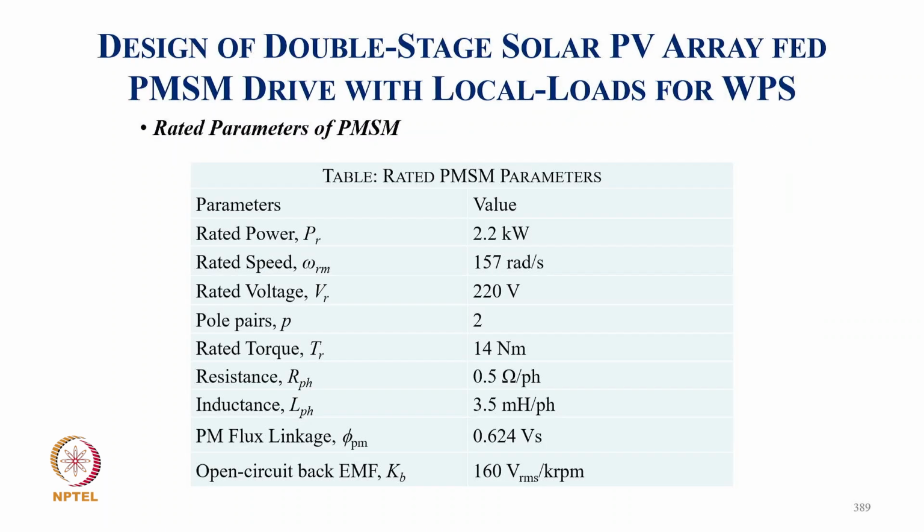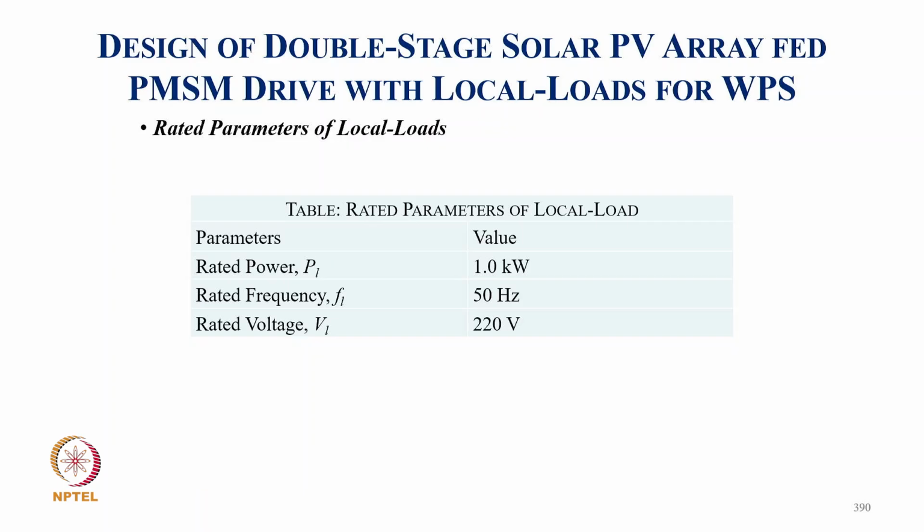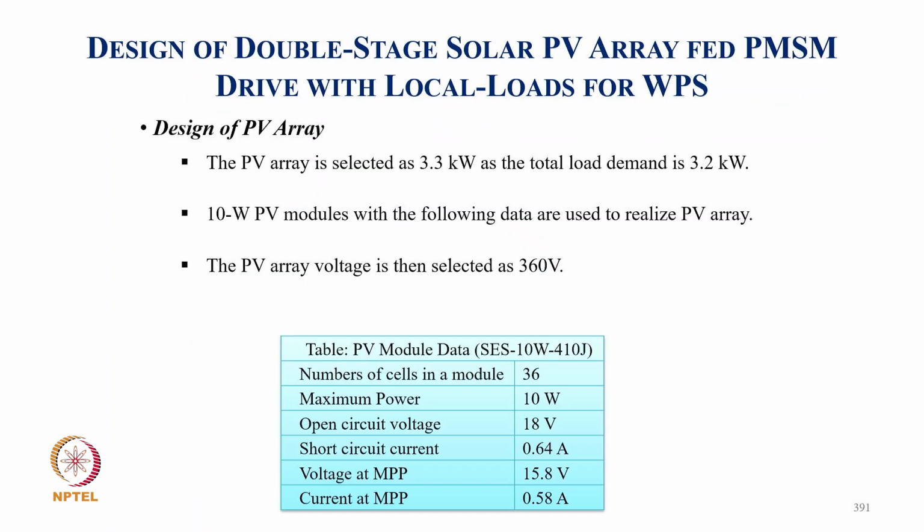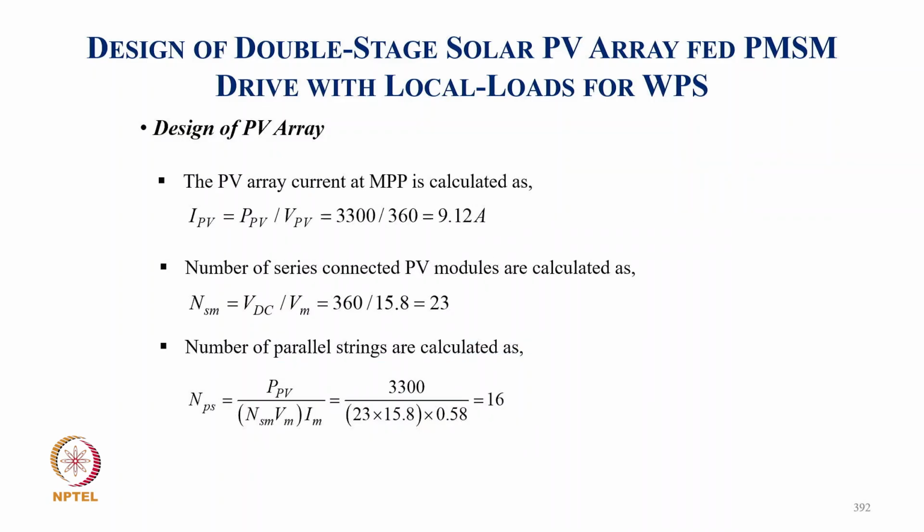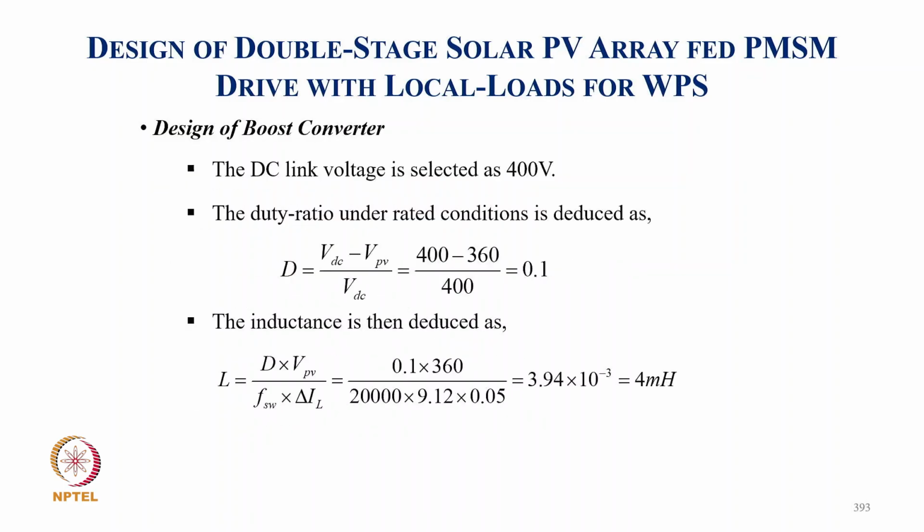And these are the parameters of the 2.2 kilowatt PMSM motor. These are of course the parameters of the local load of 1 kilowatt, and the design of the PV array. The PV array of 3.3 kilowatt is taken, for the load demand of 2.2 kilowatt motor as well as the 1 kilowatt load, and typically 10 watt modules are used here, and these are the design of the module. So now coming to design of PV array, current at MPPT is calculated as PV power 3.3 kilowatt divided by 360, so 9.12. The number of series connected modules are 23 and parallel connected are calculated as 16.